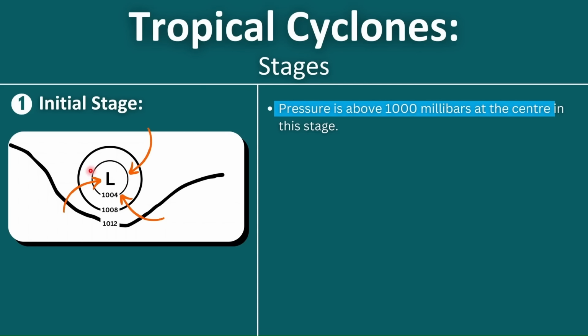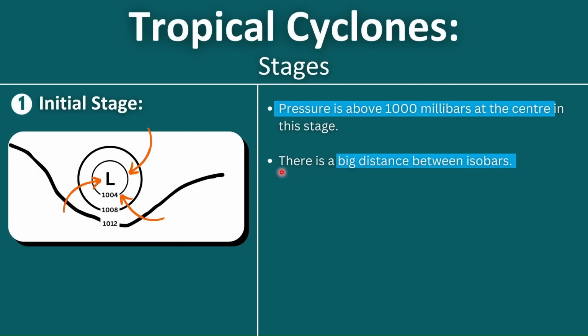How do we know? We can see that the lowest pressure will be found in the center, right? And that will be above 1000 millibars. Its exact number is 1004 millibars. And we can see as you go outwards, the pressure will increase. Now these orange arrows represent the flow of air, right? And whenever you see arrows flowing into a low pressure cell, that is known as convergence, right? Convergence is the movement of air into a low pressure cell.